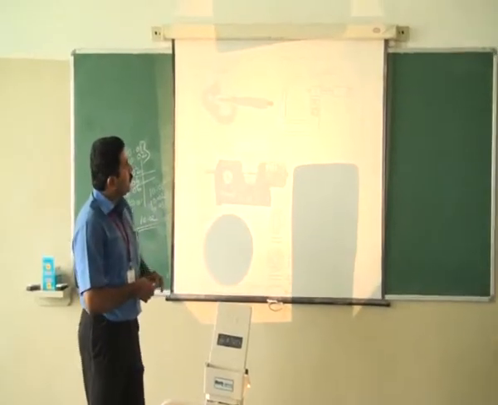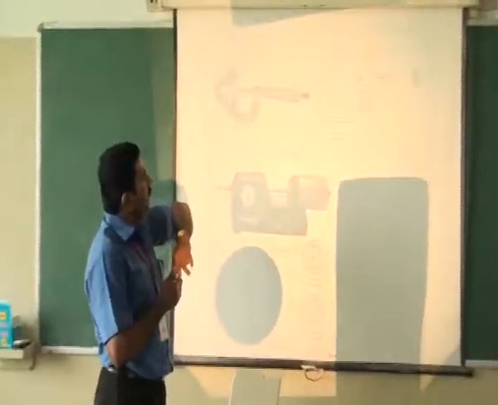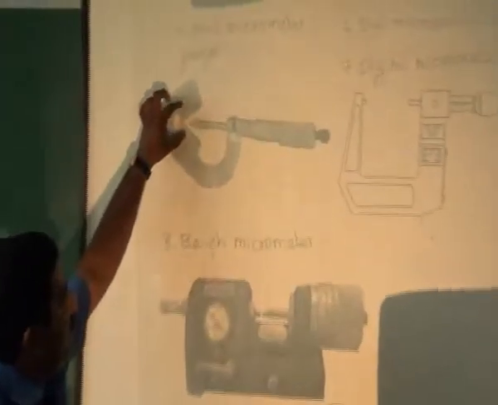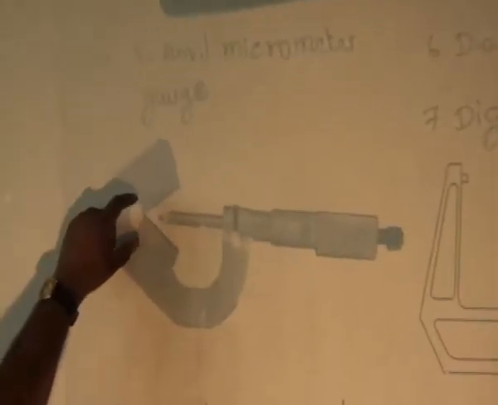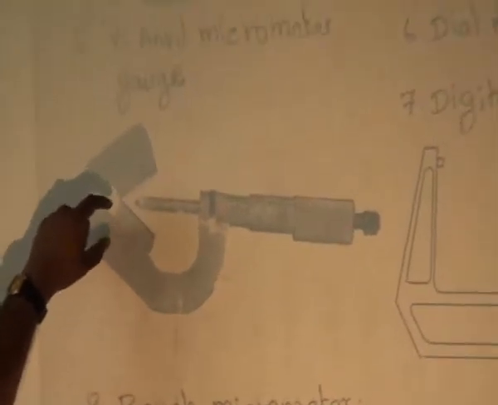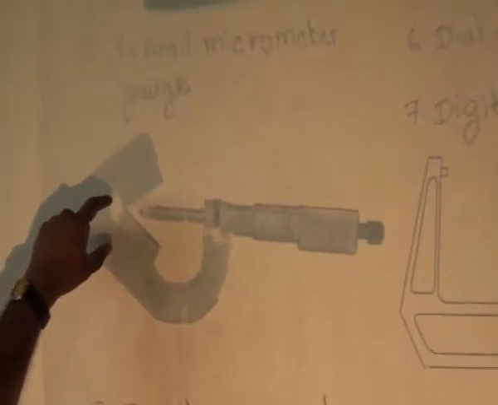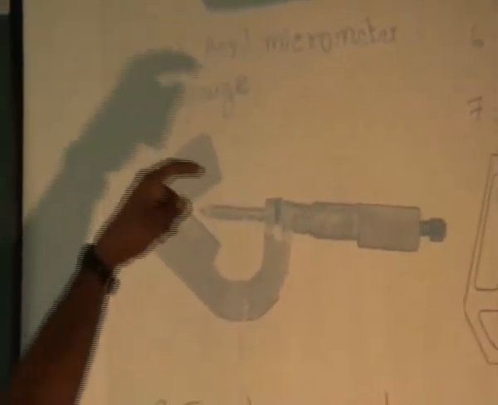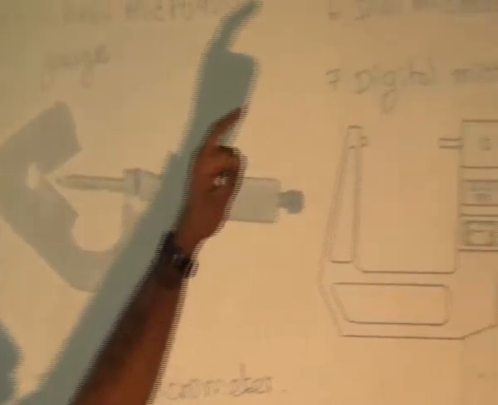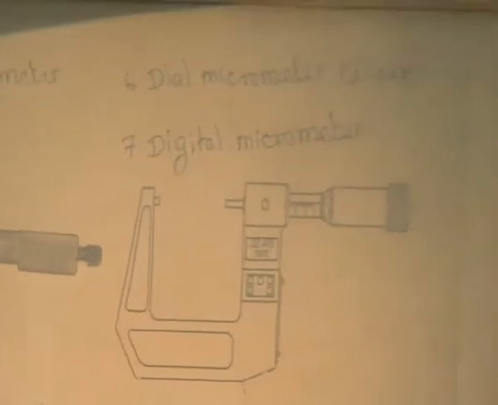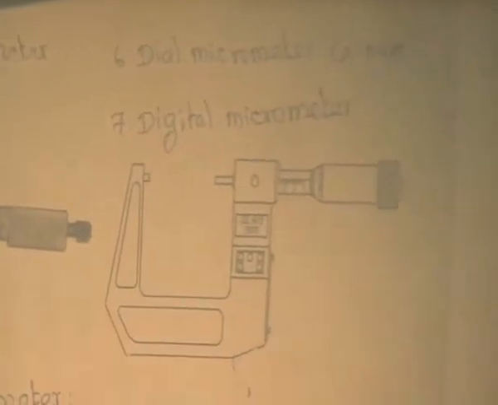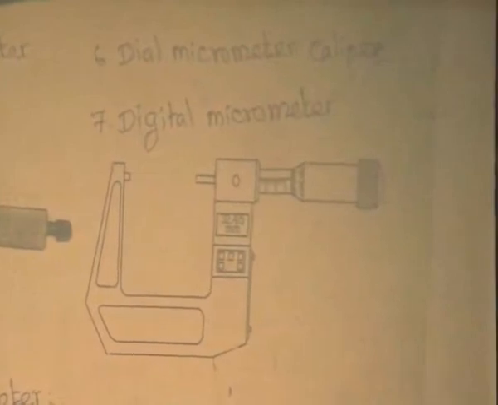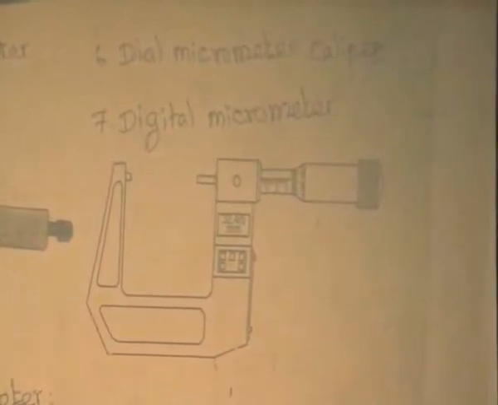I already told you about the V anvil micrometer. The shape of the anvil is a V shape. This micrometer is used to measure gears and screw gauges, everything like that. And then the dial micrometer caliper is nothing but a micrometer whose display is a dial gauge, which shows the value.